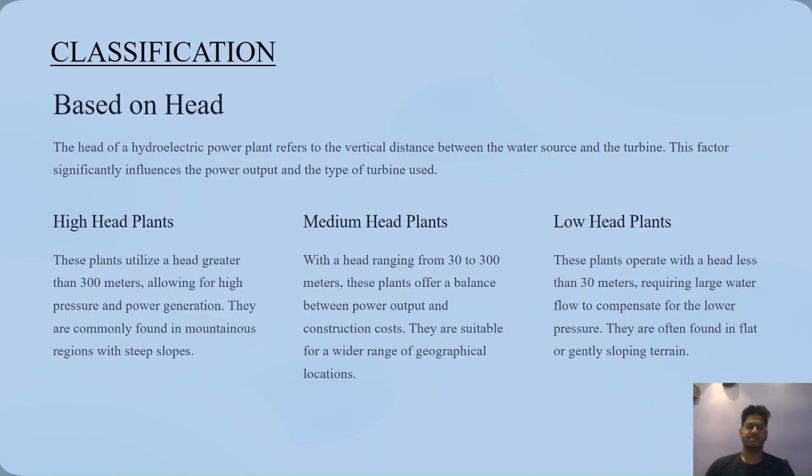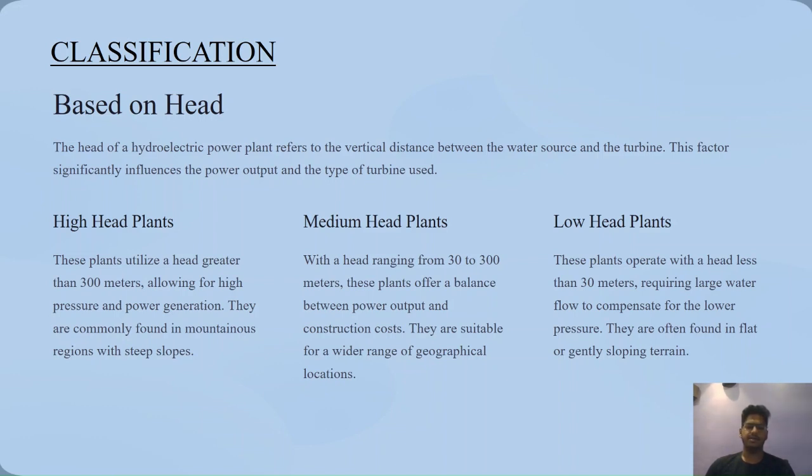So, the classification. The first is based on their head. The head of hydroelectric power plants refers to the vertical distance between the water source and the turbine. This factor significantly influences the power output and the type of turbine used. High-head plants. These plants utilize a head higher than 300 meters, allowing for high pressure and power generation. They are commonly found in mountainous regions with steep slopes.